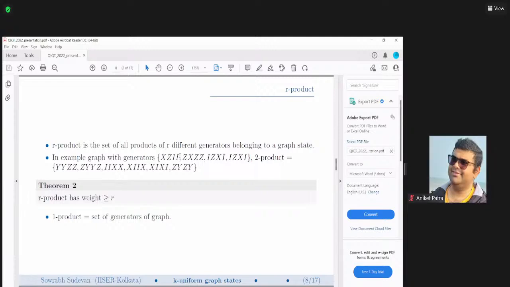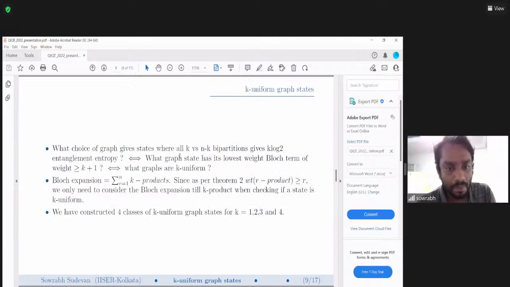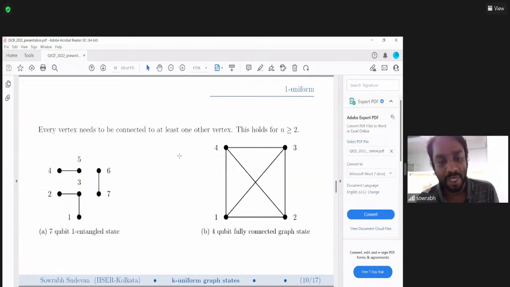So to check if something is K uniform, we need to ensure that the expansion does not have any terms with weight less than K. And we don't need to construct the full expansion. We only need to check the expansion terms till K products, because a K plus 1 product will have a weight of at least K plus 1. So these 2 ideas we have to mix together to find a set of recipes.